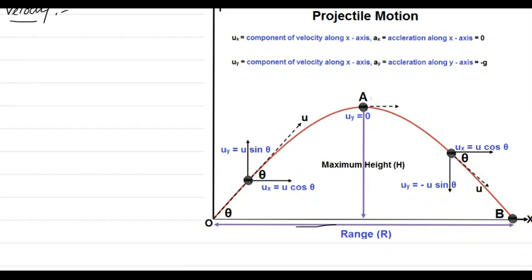Okay, so for example, if we inject or throw the object from here, from the ground in the upward direction with an initial velocity, suppose u. It can be any, and it is making an angle theta with the horizontal axis, the x-axis. Then what will happen? Till that point, its velocity increases very fast, but after that, its velocity starts decreasing.